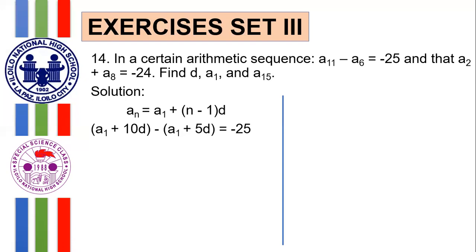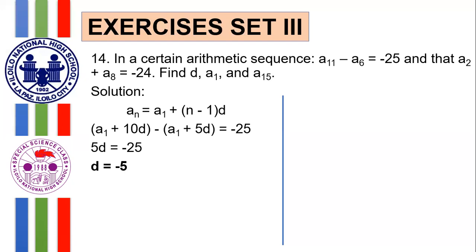With this, if you perform the subtraction, you can see that a sub 1 minus a sub 1 becomes 0. 10d minus 5d is 5d, and equate that with negative 25. Dividing both sides by 5, you get d equals negative 5. So the common difference of your arithmetic sequence is -5.